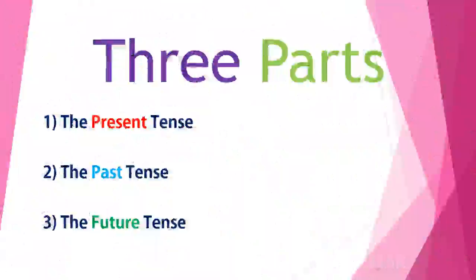Tense is divided into 3 parts. Each part has its own 4 types as well. 1. The present tense. 2. The past tense. 3. The future tense.